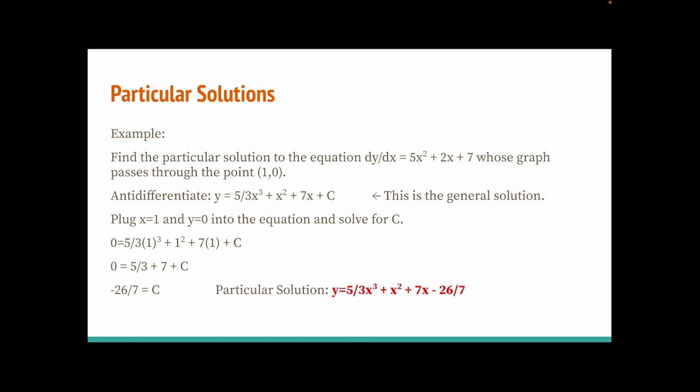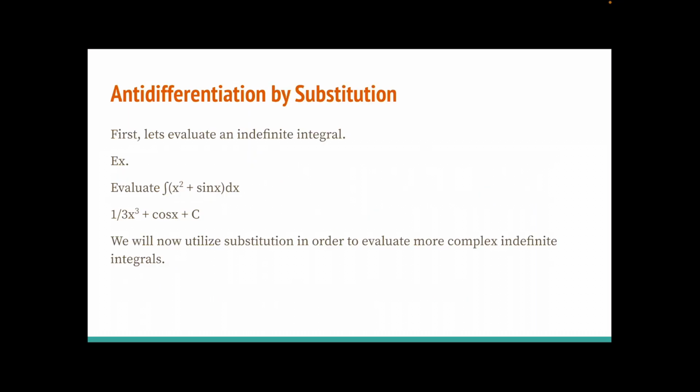So now we plug this back into our general solution for c, and we know that our particular solution for this equation passing through the point (1, 0) is y equals 5/3 x cubed plus x squared plus 7x minus 26 over 7. So now let's talk about anti-differentiation using substitution.